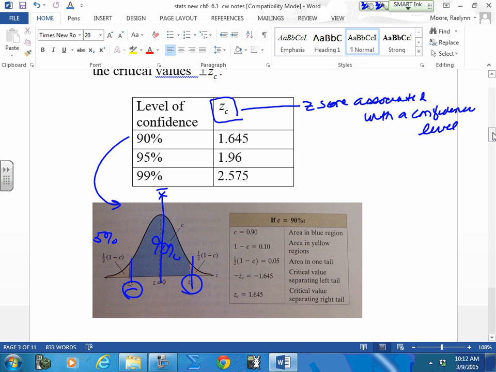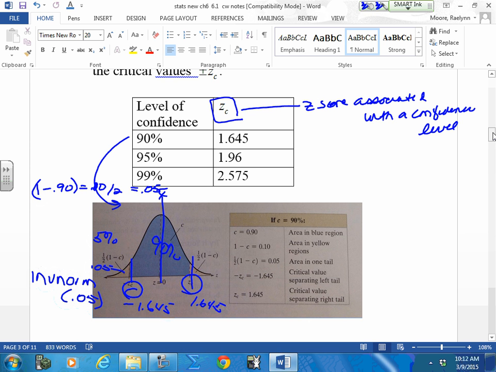So we say 1 minus 90, that gives me 10%. I take the 10% and I divide it by 2. I get 0.05 sitting right here. And same as the last unit, when we need to find a z-score, we use inverse norm. And we say 0.05. Now, it's going to give us a negative 1.645. And of course, we know this side is a positive 1.645.